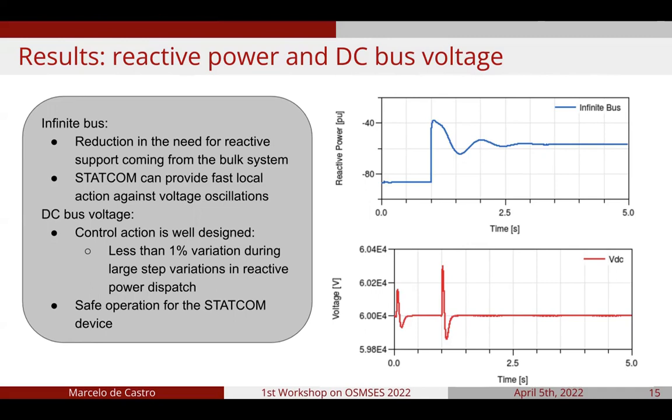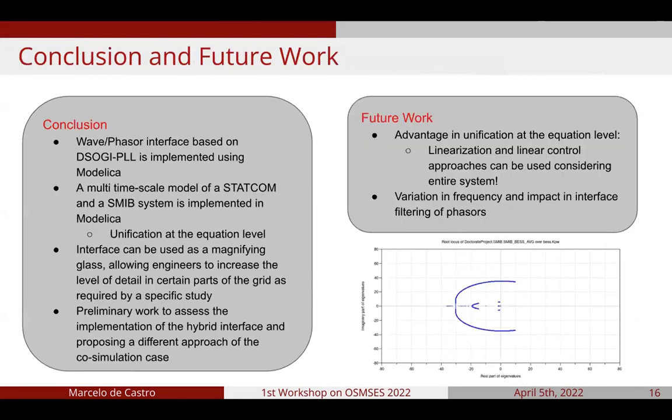Finally, when we observe the DC bus voltage value shown in the right lower figure, it is possible to conclude that its regulation was well performed, allowing less than 1% variation, even during the large step variation, reference change in the reactive power injection.